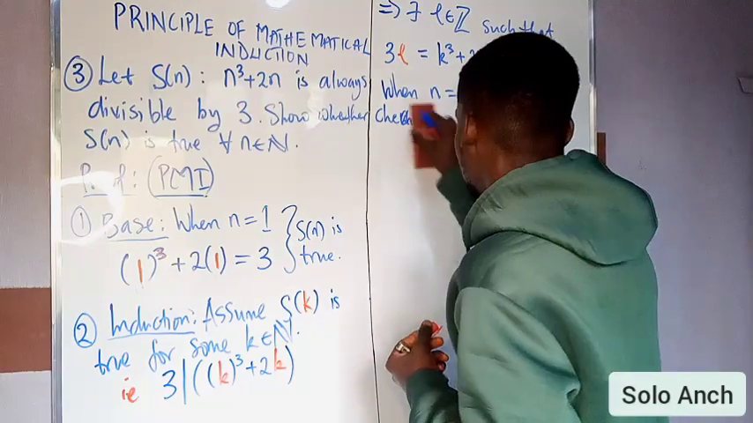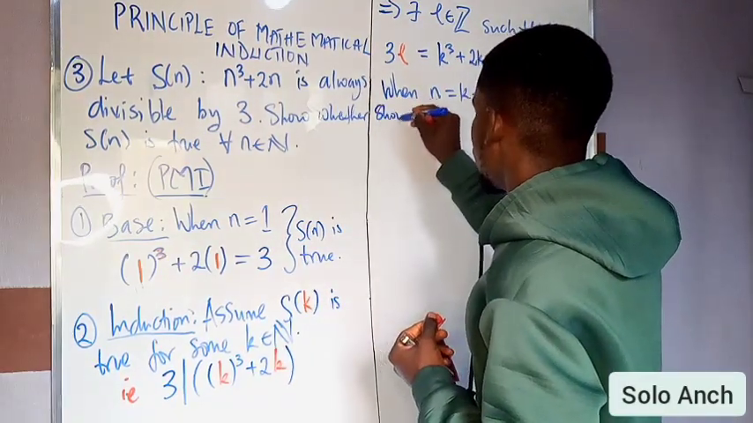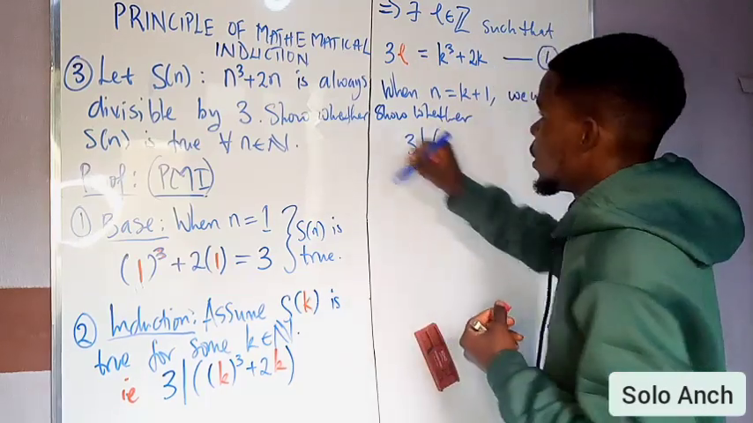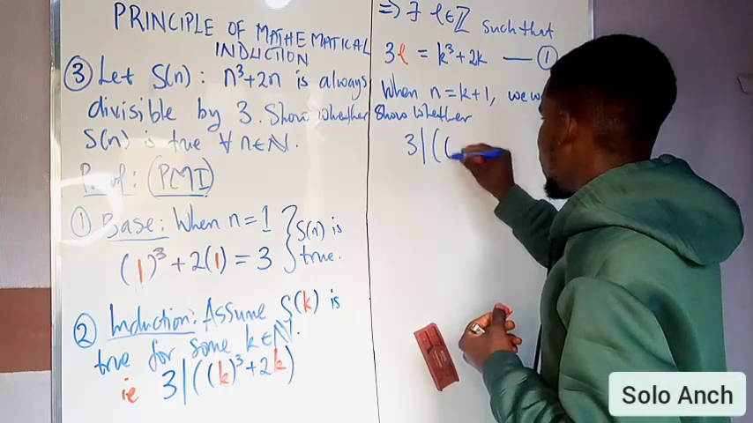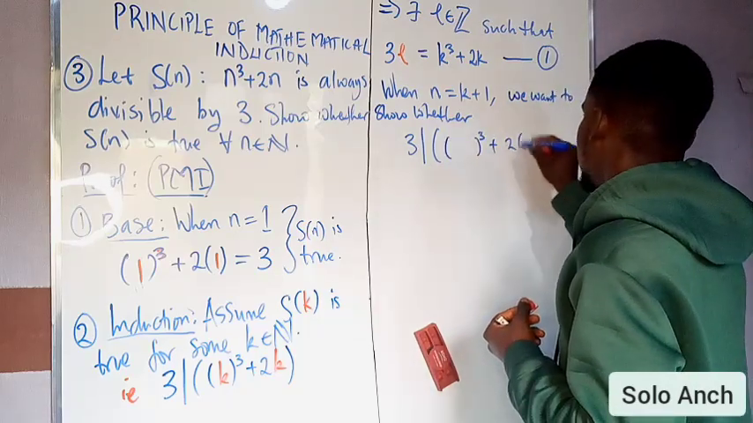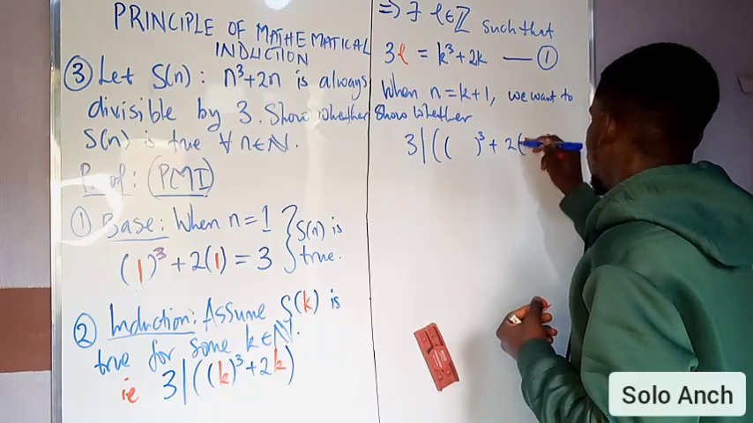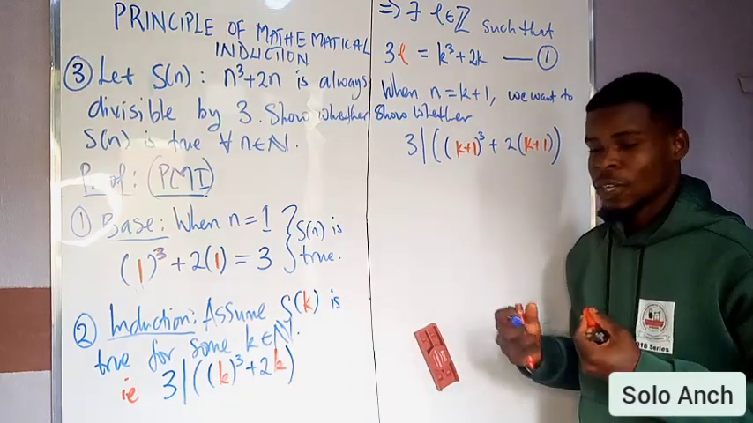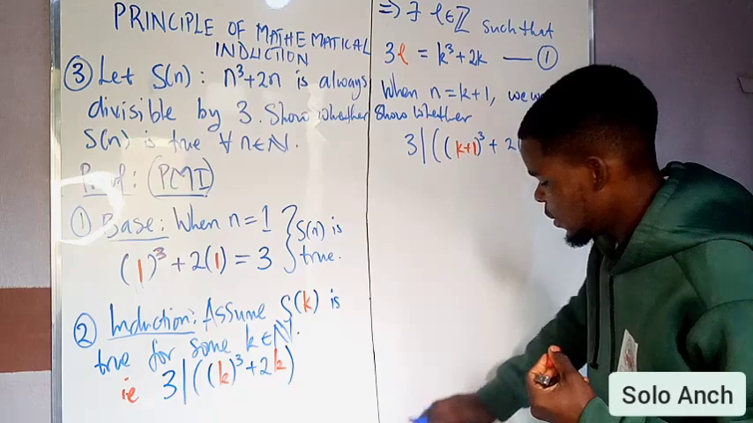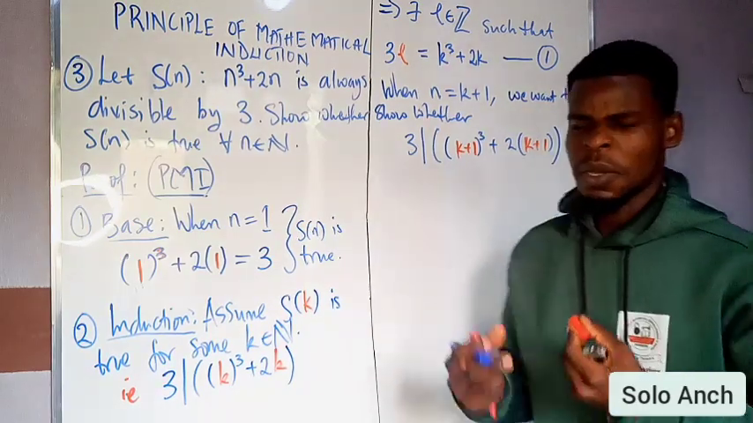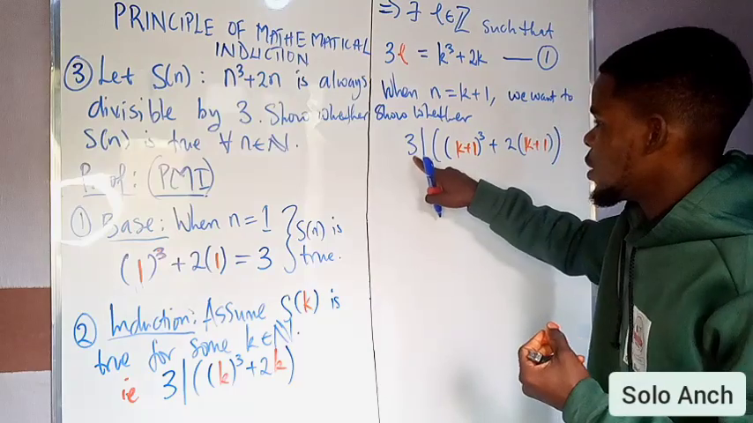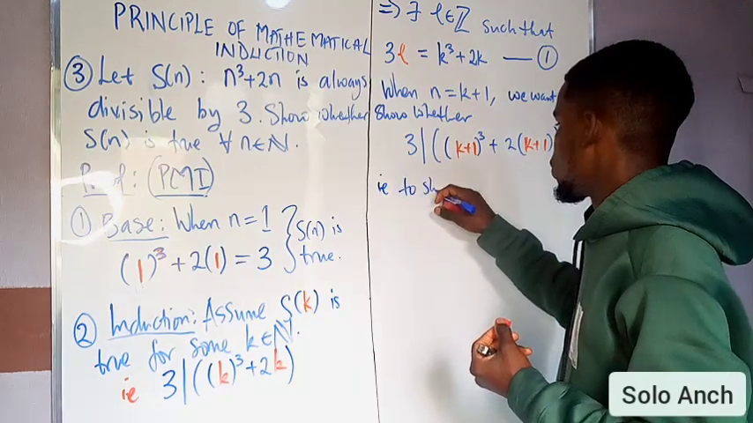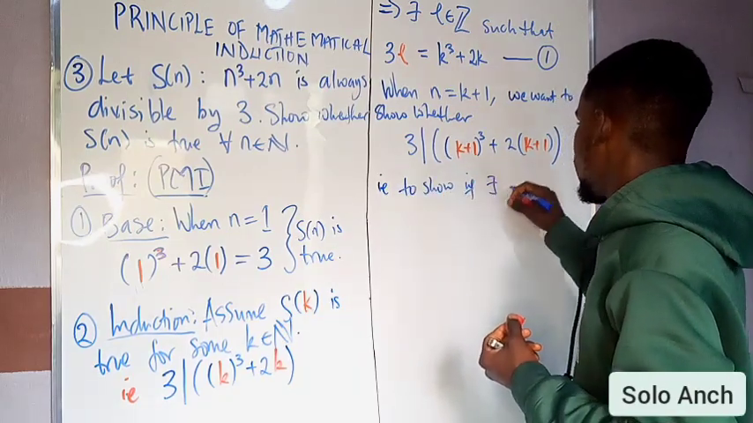We want to show whether 3 will divide this expression where each of those n's will be replaced by k plus 1. So you put k plus 1 here, then you put k plus 1 here. That's what we want to check. In other words, we want to check if there exists an integer such that when we multiply that integer by 3, we're going to get this expression.